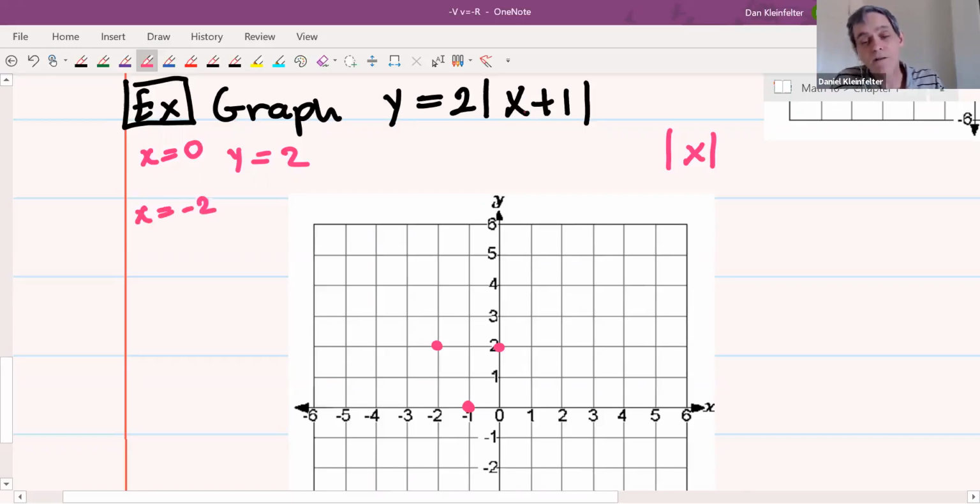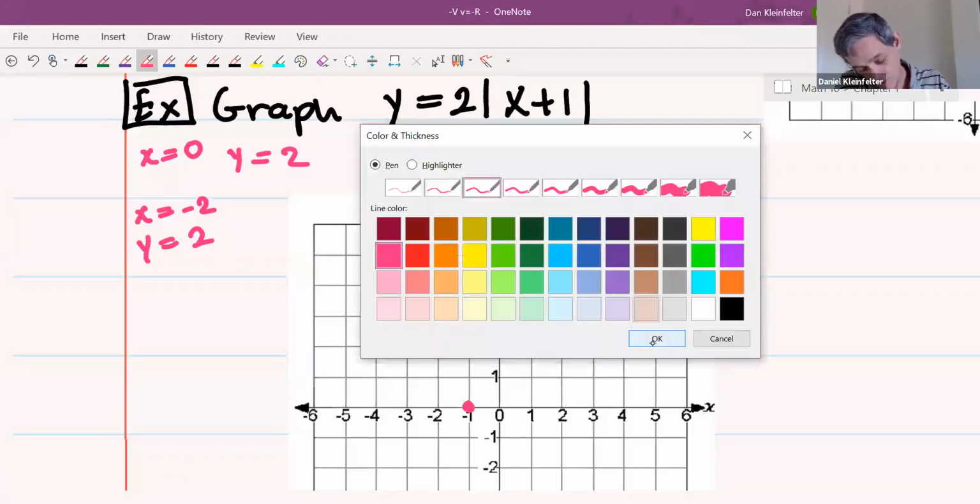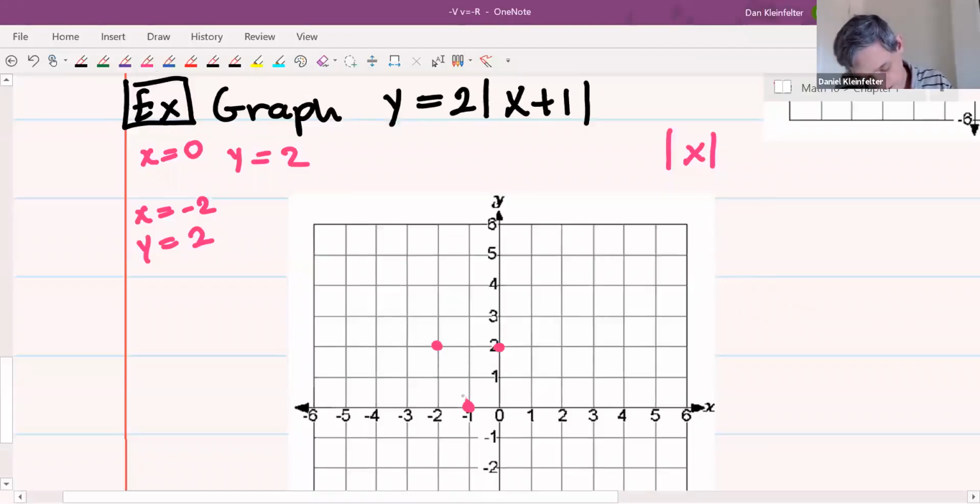But we can try doing the calculation just to be sure. When x is -2, -2 plus 1 is -1. The absolute value of -1 is 1, times 2 gives 2. So we'll have y equal 2 again. And so here this will give us our V shape. But as you can see, this time it is more steep than it was before.